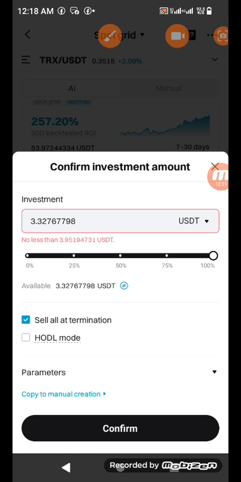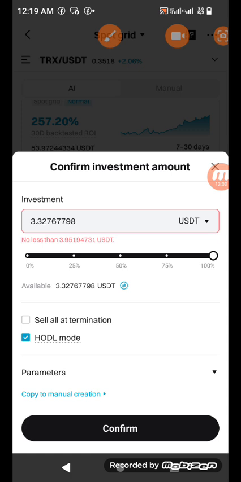But if you choose HODL mode, you are telling this bot that if at the end of the period of this trading, I see some TRX that has not yet been converted before my trading days ended, please leave it at TRX. Maybe others are already in USDT, but leave these ones at TRX and allow it like that. That's what you are telling it. So you know how to do that.